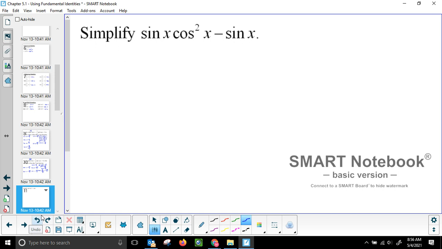Now we're going to get to simplifying. We want to get these as compact and simple as we can. So we're going to have to use our identities to rearrange things and get them to look nice and clean. What do we notice about both of these pieces here? Both of these terms. Do they have anything in common?